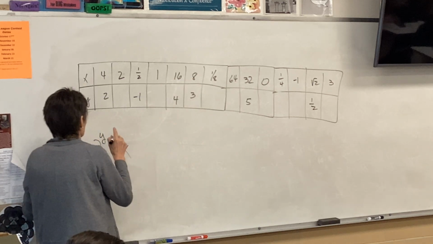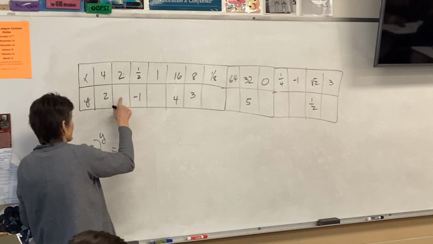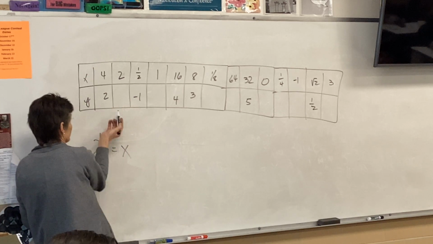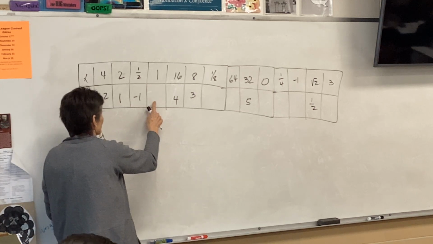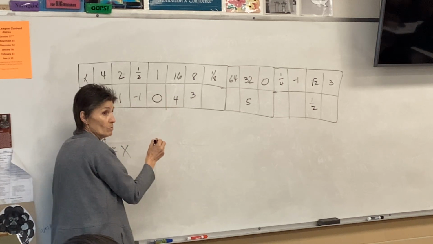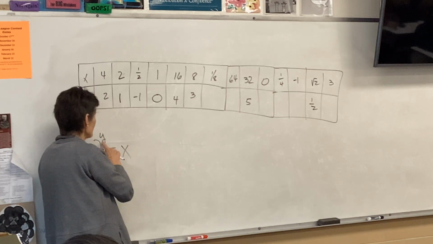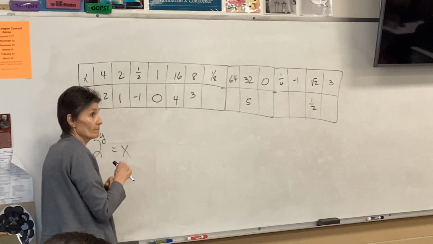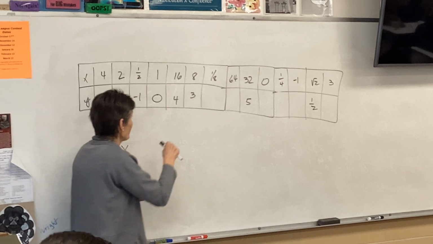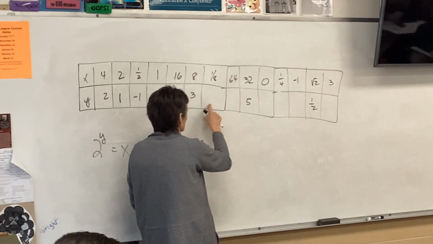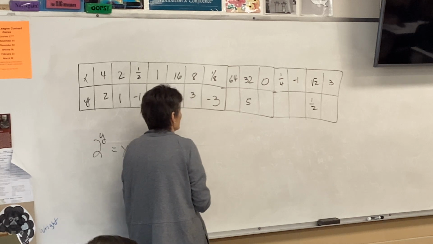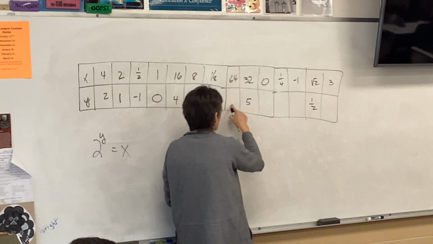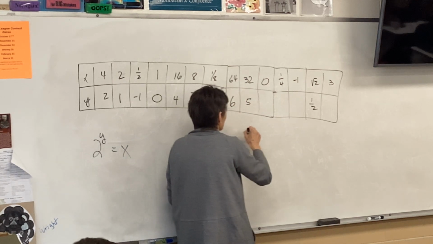So, what y is going to go here? What y is going to go here? Perfect, 0. 2 to the 0 is 1, right? All right, how about here? Negative 3, very good. 2 to the negative third. Here. 6. Here.